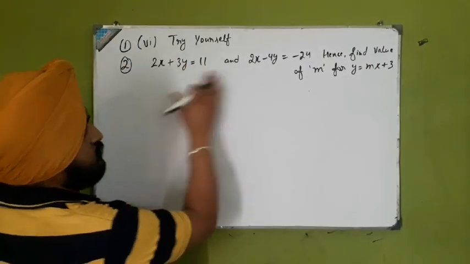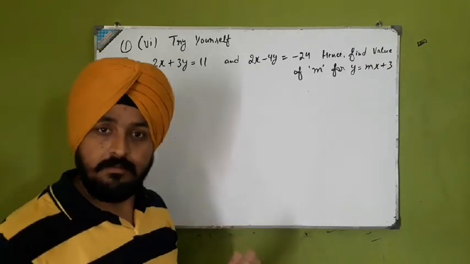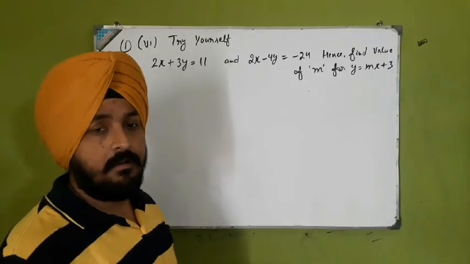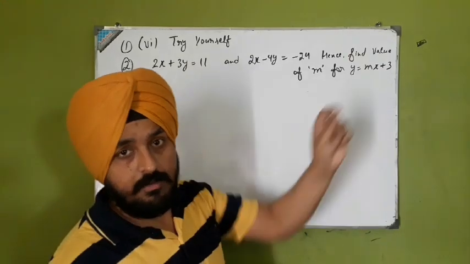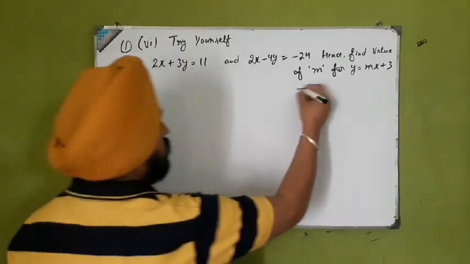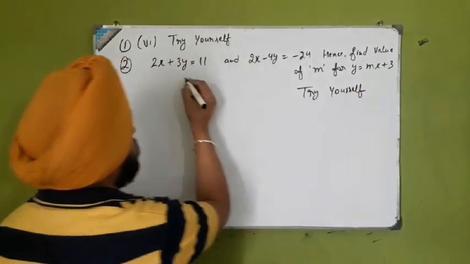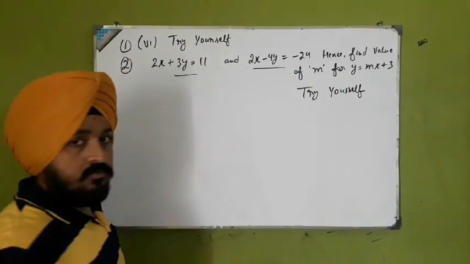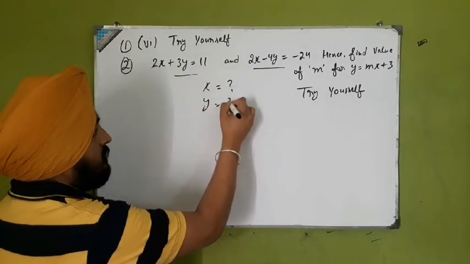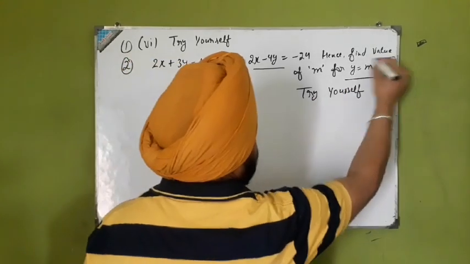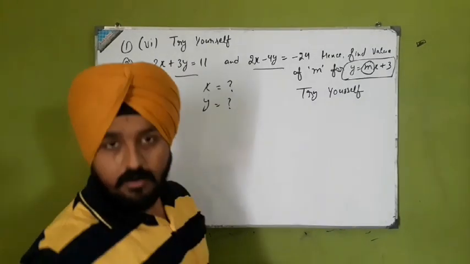We have to solve these two equations by the substitution method to find the values of x and y. After getting the values of x and y, you have to put them in this equation to get the value of m. Very simple question. Clear? So this question you have to also try yourself. Understood? First of all, solve these two equations for the values of x and y. Then put these values of x and y in that equation to solve for m. Very simple. Okay. Now look at the third question.